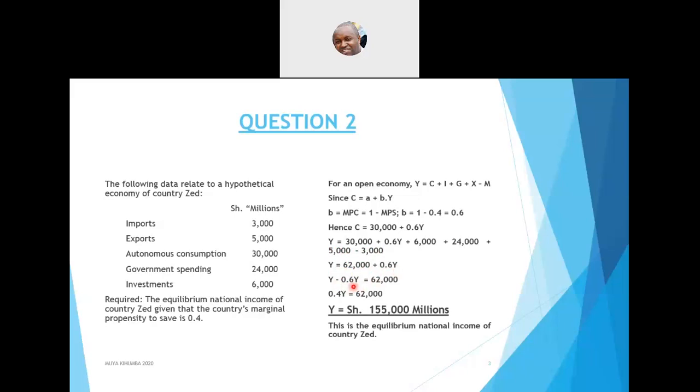We're putting the like terms together. We end up with a value of Y being shillings 155 million. And this is the equilibrium national income of country Z. Sometimes the equilibrium level of national income is abbreviated as YE. I would have put an E here, raised to the power E, to show that it's in equilibrium. But in the previous questions, that's what we've done.